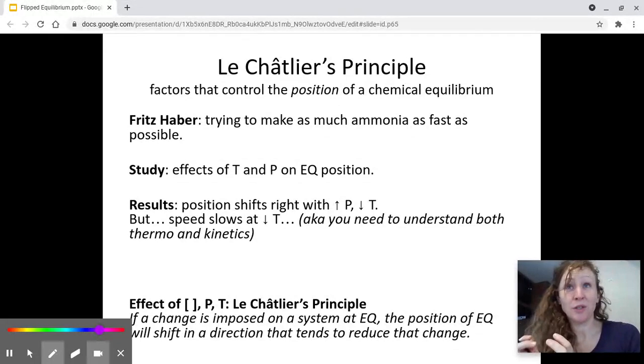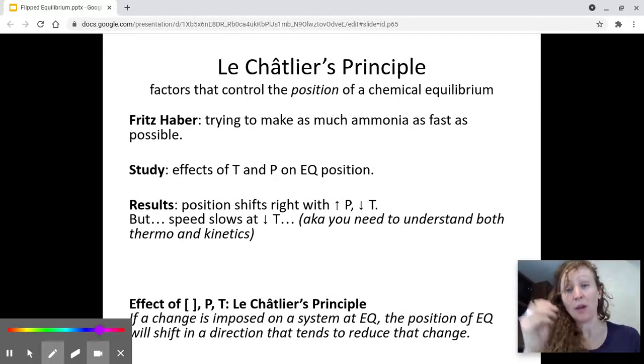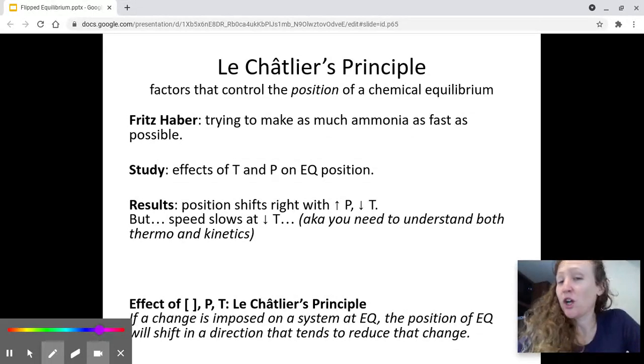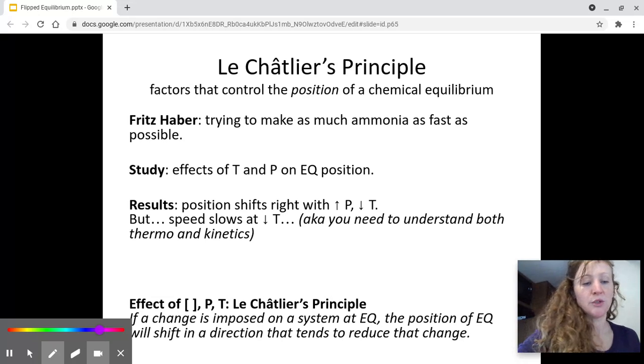Ammonia gave him money, right? He wanted lots of product, not a whole lot of reactants, so that he made a lot of money without wasting money spent on reactants. This is why the ammonia process that we look at over and over is often called the Haber process. So what he was doing was studying the effects of temperature and pressure on equilibrium. You can use these concepts to figure out if there's a temperature change, how does that change equilibrium? If there's a pressure change, how does that change equilibrium? So that's what we're going to do now.